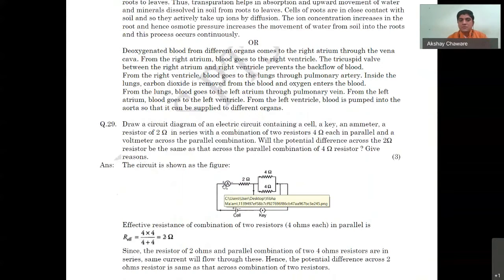The polarity of the ammeter is not mentioned. Polarity of the voltmeter is not mentioned. Many students have not connected the voltmeter across this parallel combination. Many students have applied these resistors incorrectly, parallel ka series and series ka parallel. So these are the common mistakes. Okay, so just fix these mistakes.